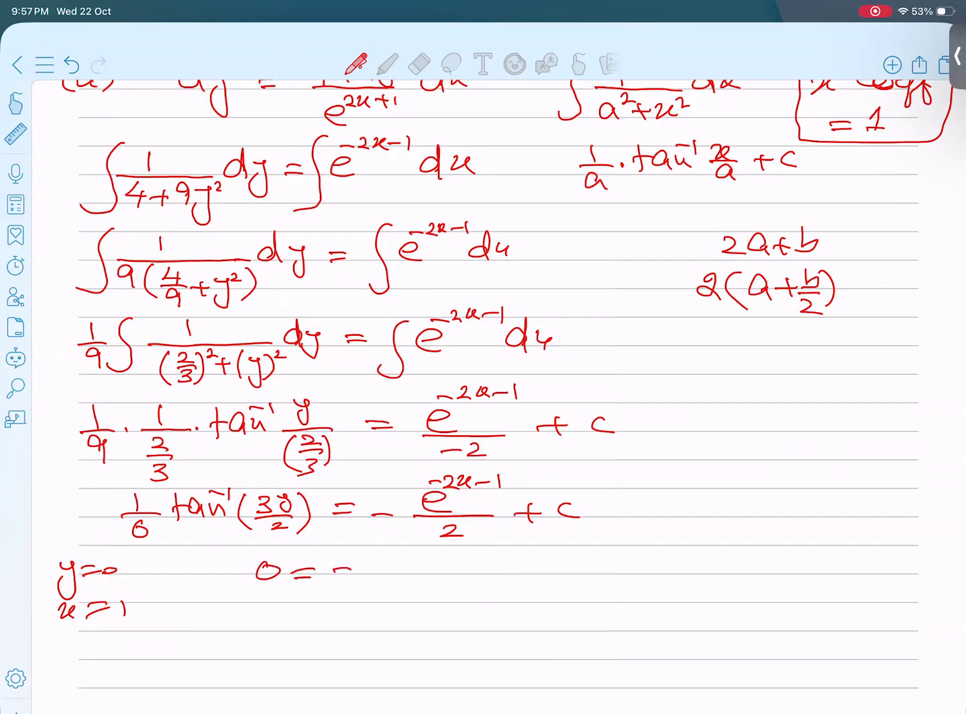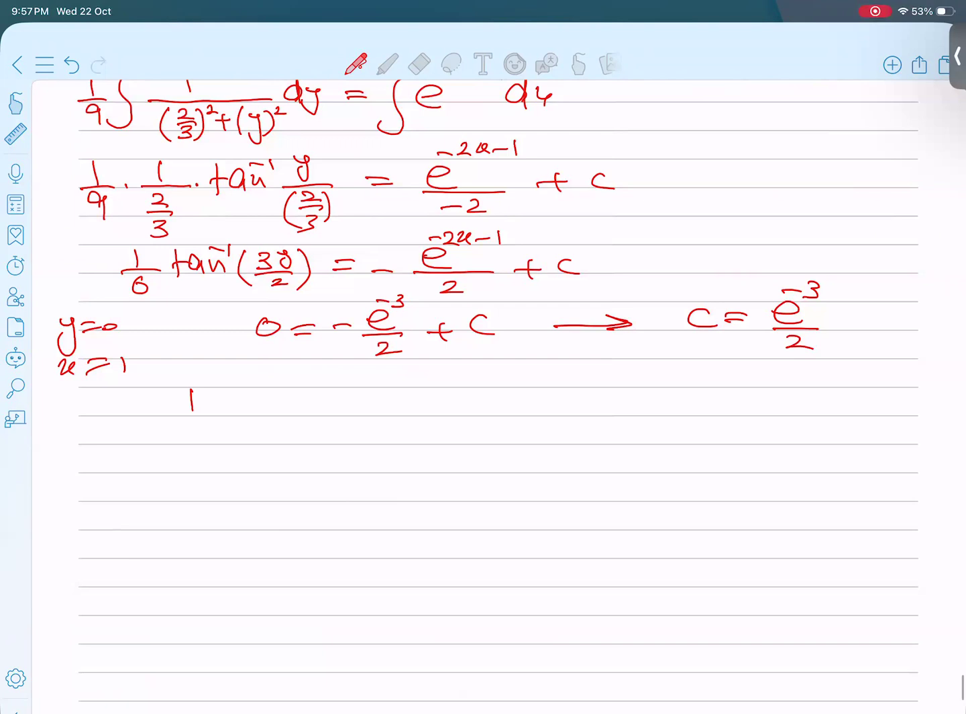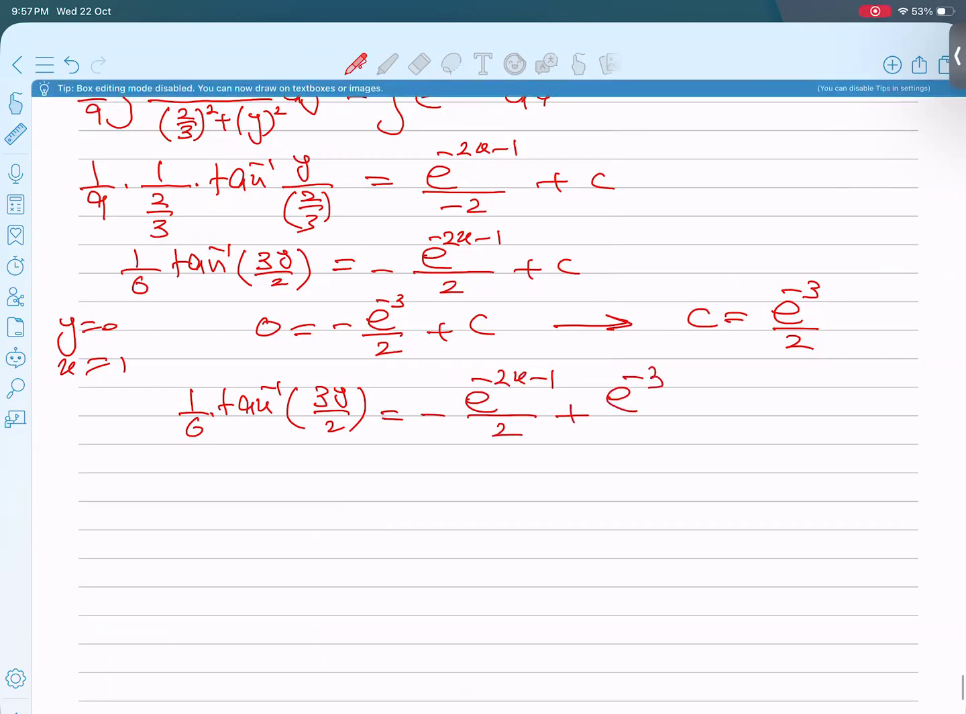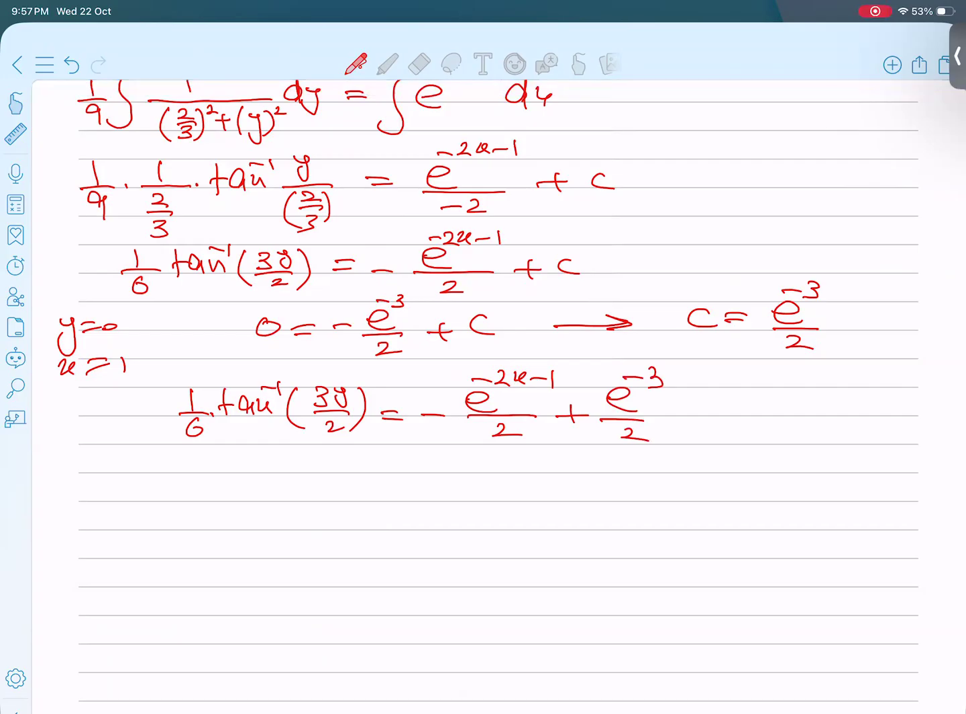Basically, I get negative 3 by 2 plus c. And the c value finally I got: e to the power negative 3 by 2. And now I'm going to plug in this value here. So check it: 1 over 6 tan inverse 3y over 2 equals negative e to the power negative 2x minus 1, by 2, plus e to the power negative 3 over 2. Okay, students, this is done.